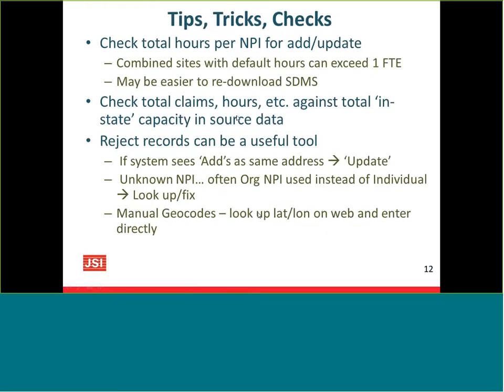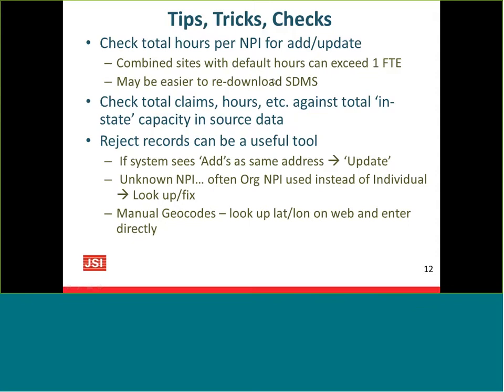All right, a couple of things on tips, tricks, and checks. And these are just sort of good practice things. What I like to do is sum up the total hours by MPI number for the adds and updates, because what can happen is you can have 40 hours at one location, 40 hours at another location, and now you're uploading a provider. Especially if they just didn't answer a survey for one site, or you added it because they've got claims and you didn't realize that's going to put 40 more hours. Look and see how many hours you have. Obviously they shouldn't exceed 40 hours across the state.